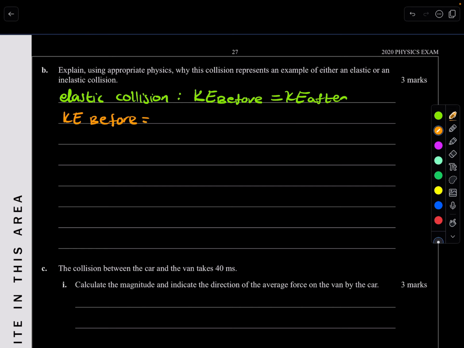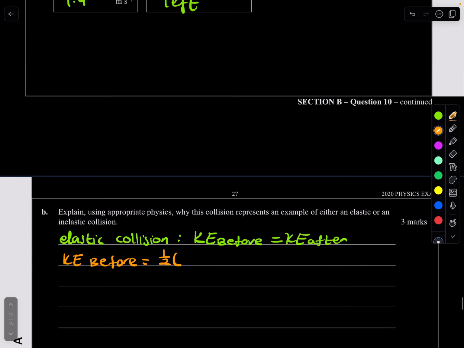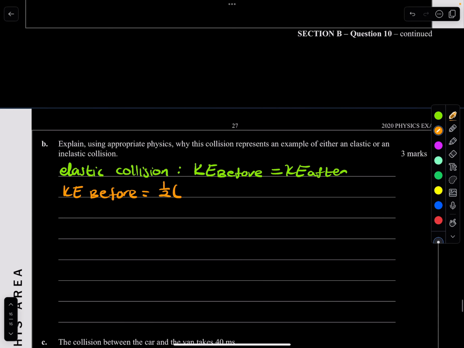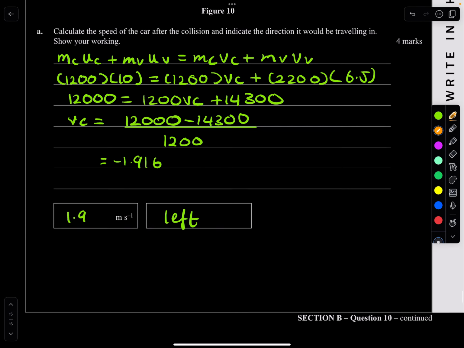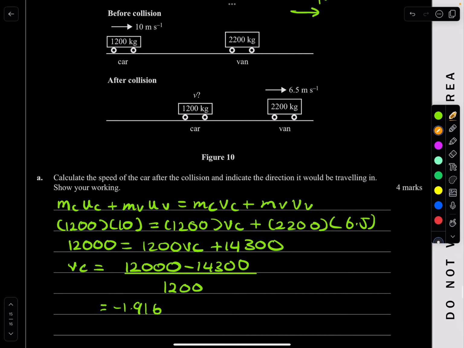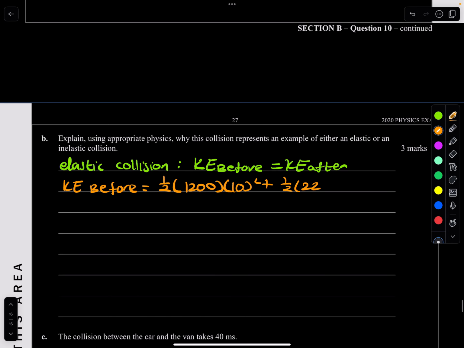So let's find the kinetic energy before. That's easy: it's just adding the kinetic energy of both masses. Half the mass of the car, which is 1,200, times the velocity it was going at, 10 meters per second, squared, plus half the mass of the van, which is 2,200, times the velocity, which was 0, squared. It wasn't moving. So overall, the kinetic energy before of the system is just half times 1,200 times 10 squared.